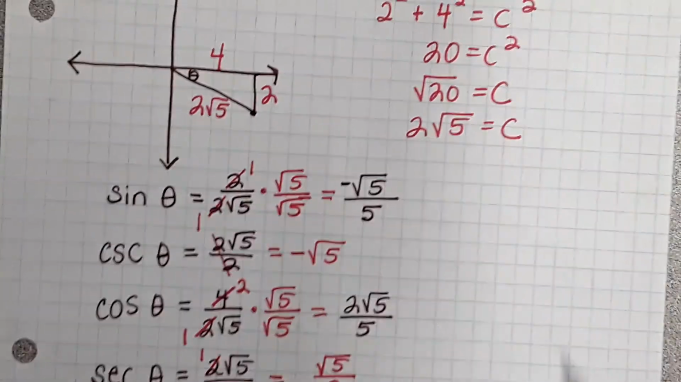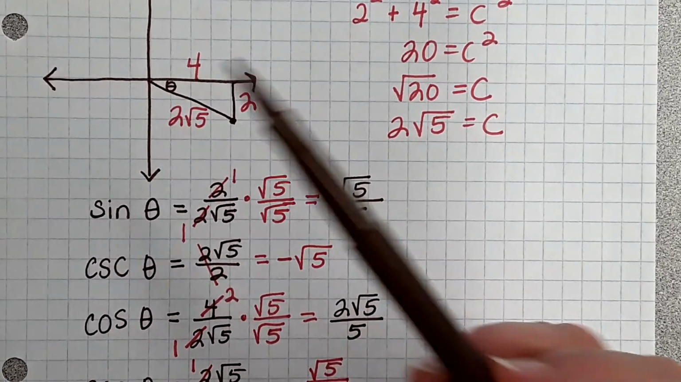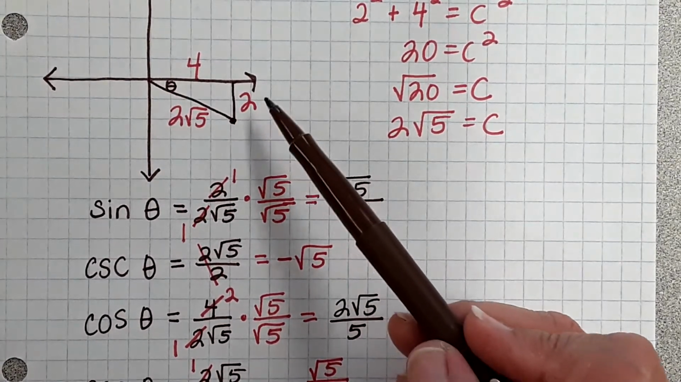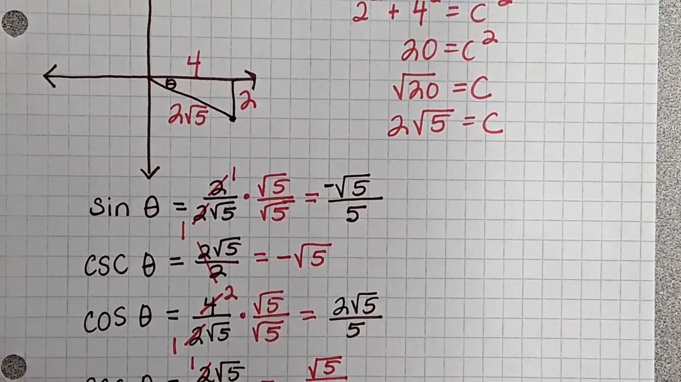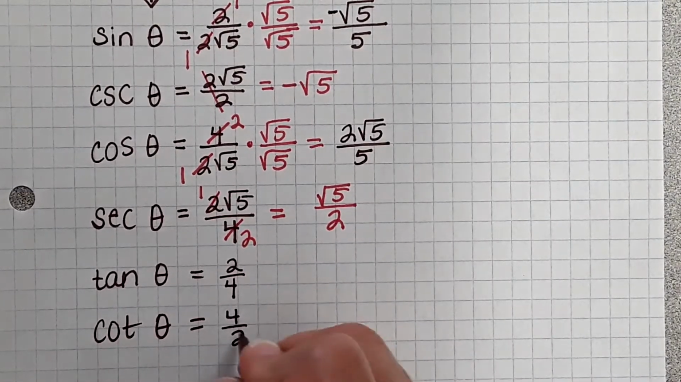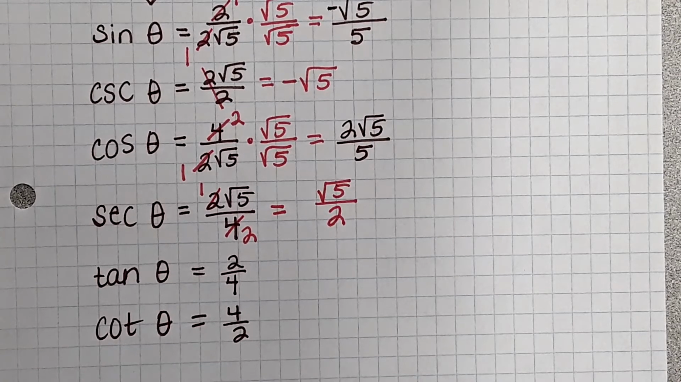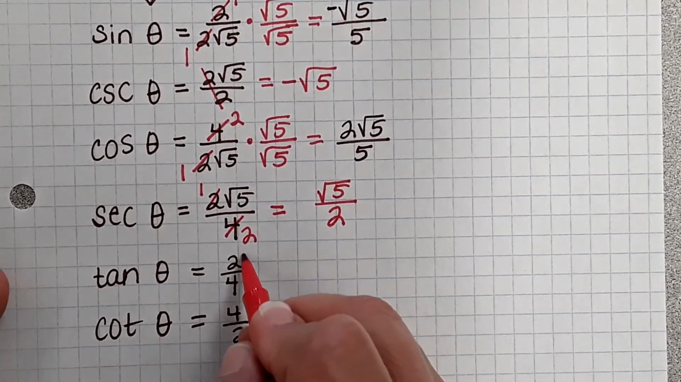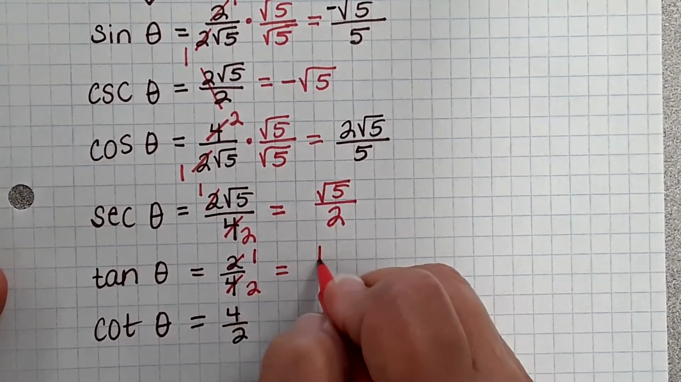Okay, so looking at theta, what is tangent? The opposite over adjacent, so 2 over 4. And then cotangent would be 4 over 2, because they're reciprocals of each other. Now, do I have to get rid of any radicals? No. Nope, so we're good there. Do I need to reduce any fractions? Yes. Okay, so 2 goes into 2 once, 2 goes in the 4 twice, and I'm left with 1/2.